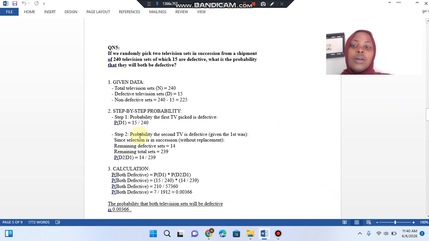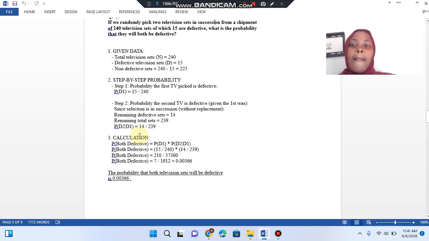Now let me take you through question 5. If we randomly pick 2 television sets in succession from a shipment of 240 television sets, of which 15 are defective, what is the probability that they will both be defective? We are given the data. Total television sets we have 240, and defective television sets we have 15. So the non-defective sets equal 240 minus 15, which is 225. Then the probability that the first TV picked is defective is 15 out of 240.